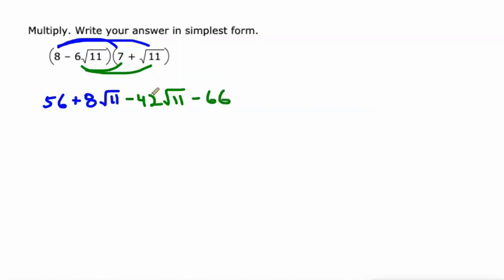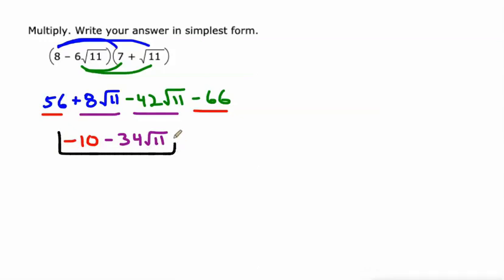Now there's a few things we can combine here. We've got the 56 and the negative 66 is negative 10. We also have the 8 square root of 11 minus the 42 square root of 11, and 8 minus 42 is negative 34. So our answer here is negative 10 minus 34 times the square root of 11.